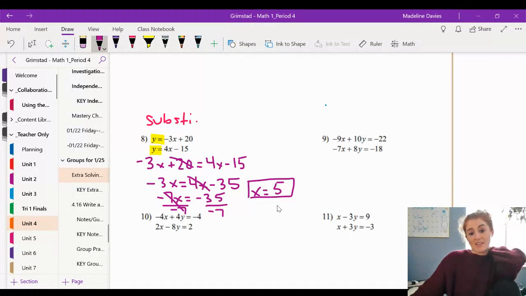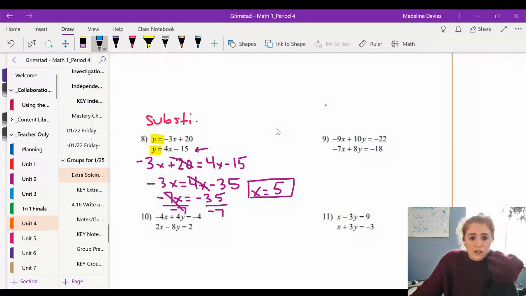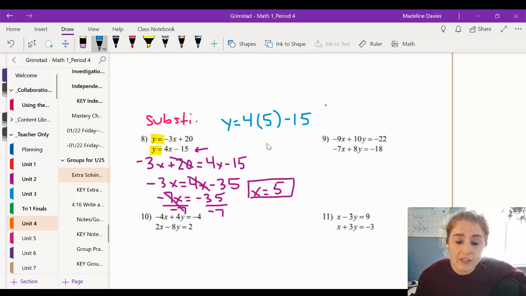Okay, and then I just go back to one of my original equations and now plug in 5 for every x that I see. I'm just going to choose that second one, and I can now write, I'll change colors. I can now write y equals 4 times x, or 5 now, minus 15. And then you just solve.